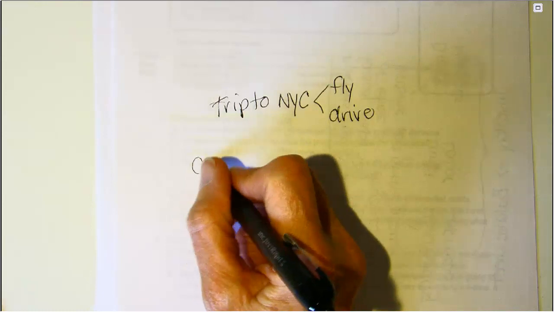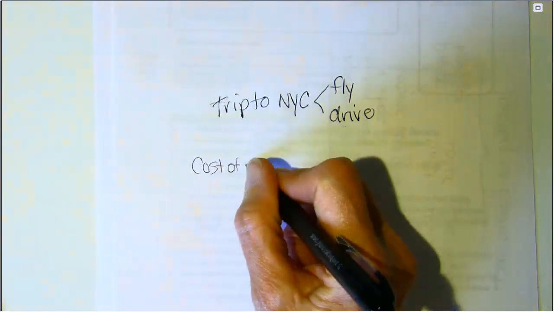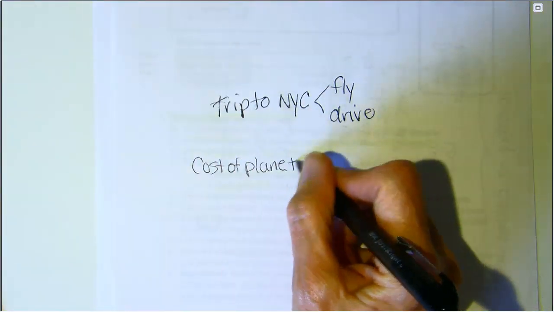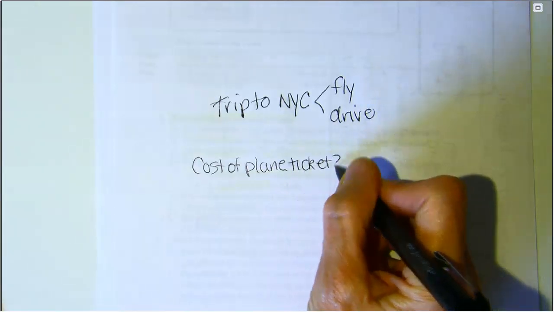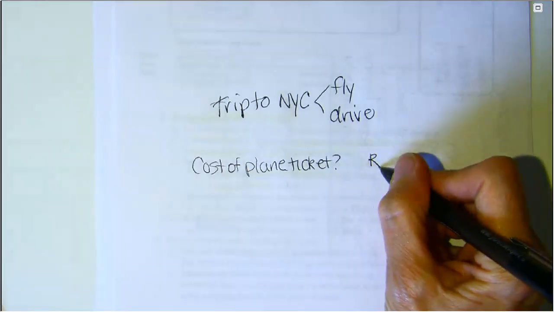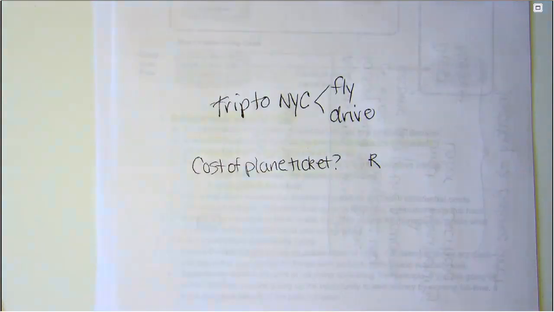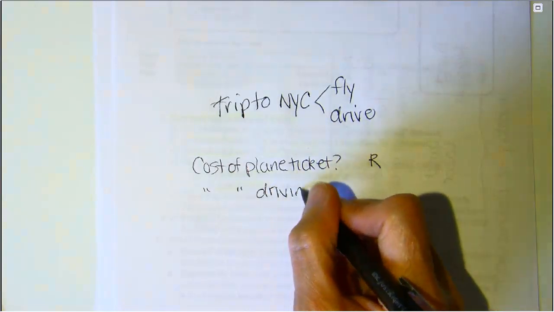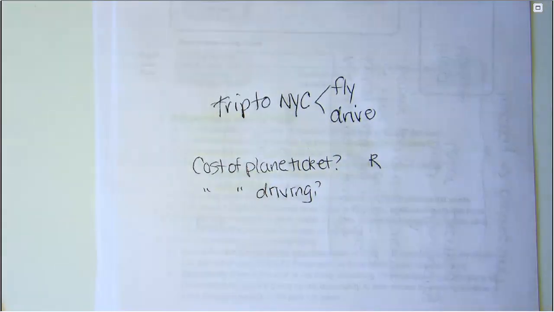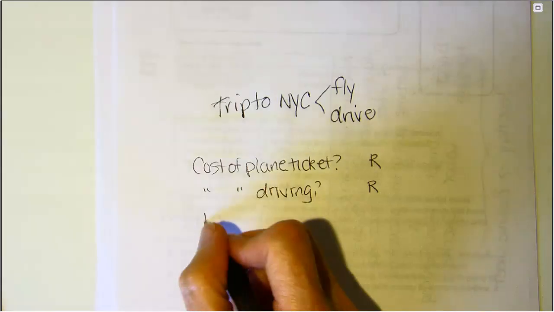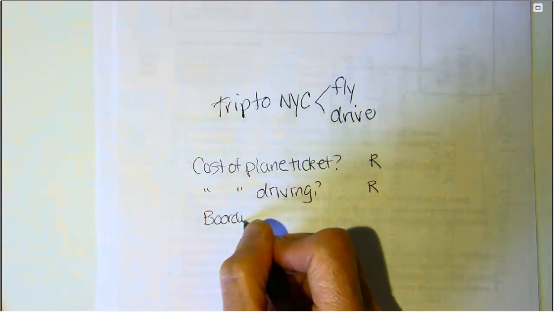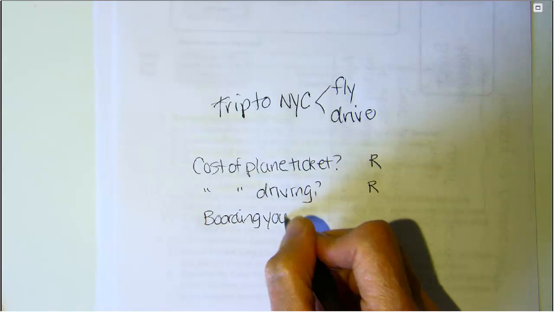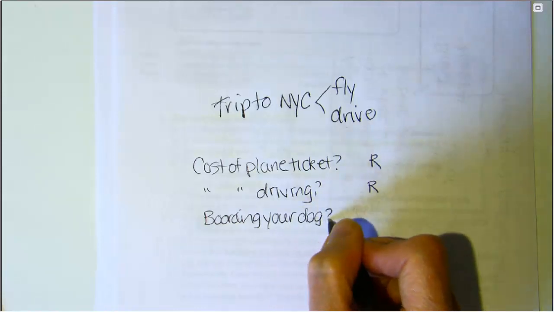Okay, how about the cost of the plane ticket if you decide to fly? Would that be important to your decision? Yes, that would be relevant. If instead you decide to drive, how about the costs of driving? The gas and the tolls. Would that be important? Yeah, you might want to compare that to the cost of the plane ticket. That would be relevant.